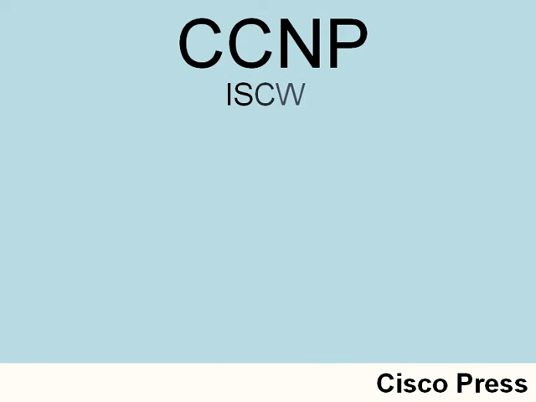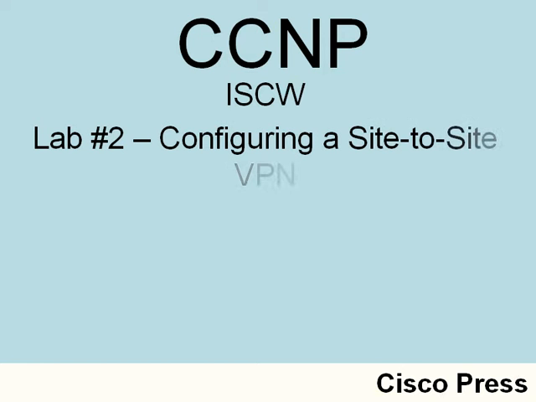In ISCW Lab Number 2, we're going to examine how we can securely send data between a couple of corporate sites that are interconnected via some sort of an untrusted network. And by an untrusted network, I'm talking about something such as the internet, maybe a service provider's network. Specifically, we are going to set up a site-to-site VPN, a virtual private network. In fact, one of our objectives, our first objective, is to discuss and review VPN theory.